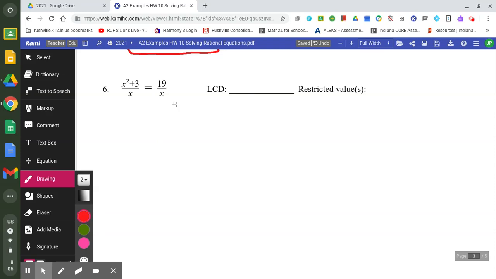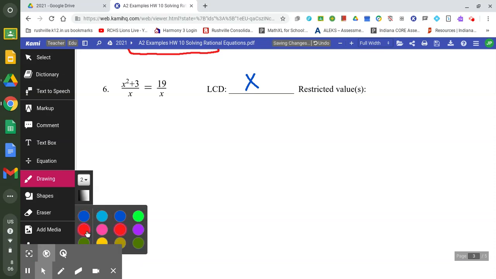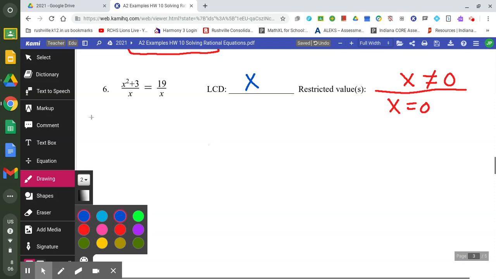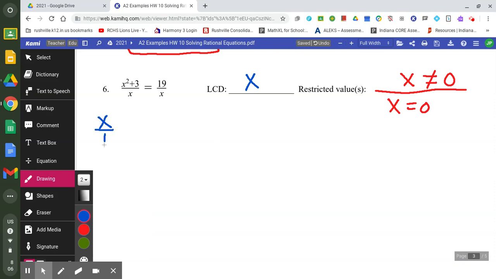On number 6, I have x as the bottom of my fraction. So x is the least common denominator. And I do have the x on bottom, so I have to take x equals 0. And so that is a restricted value. X cannot be 0. So again, I take the x over 1.